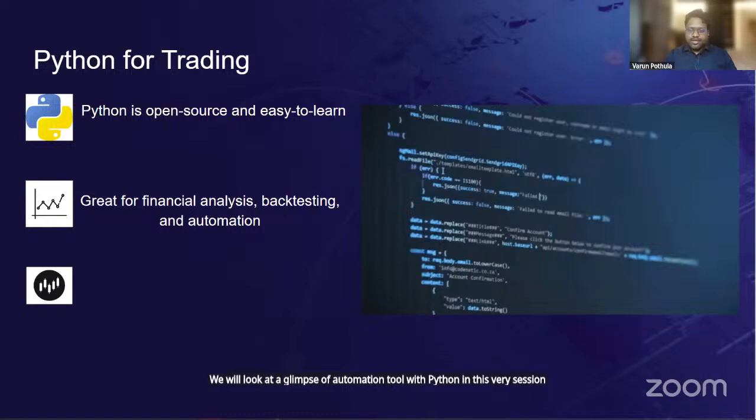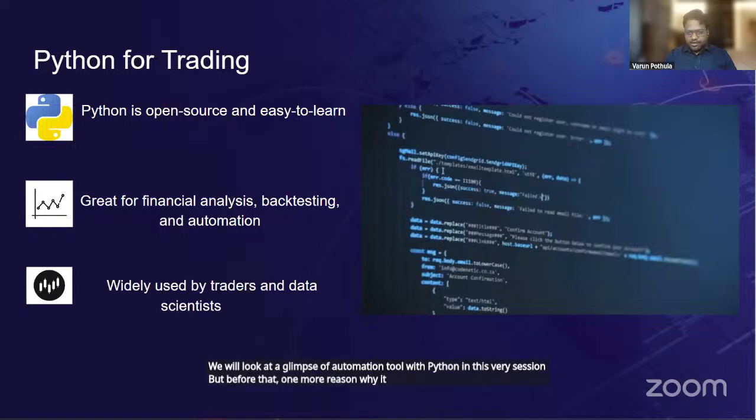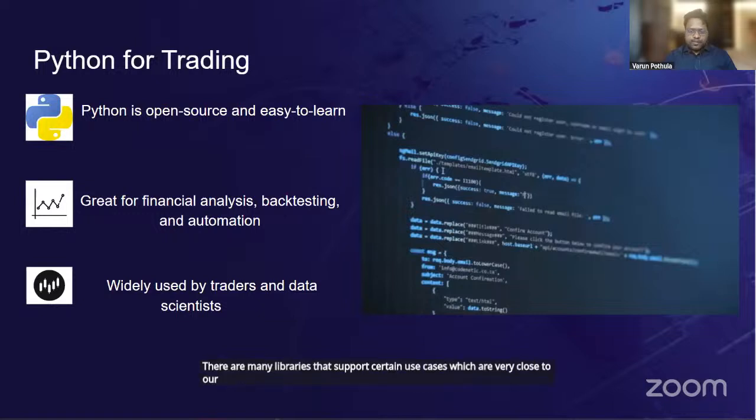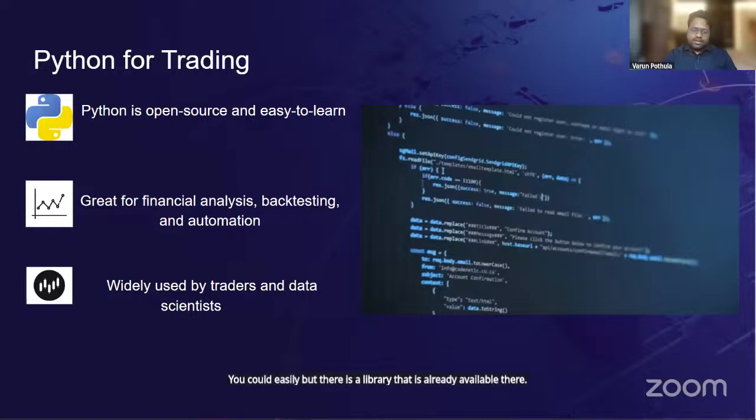But before that, one more reason why we are talking about Python for automation is it is widely used by traders and data scientists. Because of this very reason, it's a self-fulfilling thing, because many people are using it. There are many libraries that support certain use cases which are very close to our industry. So if you are a trader and you want to implement certain concepts or automations, you could easily bet there is a library that is already available. So these are the main reasons why we are discussing Python for now in terms of automation.